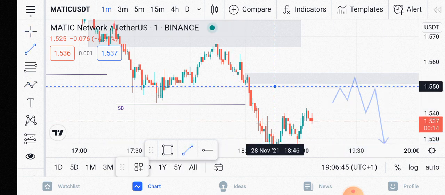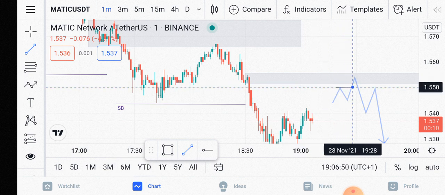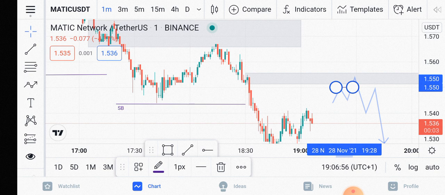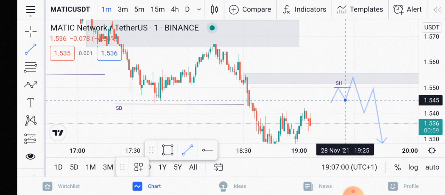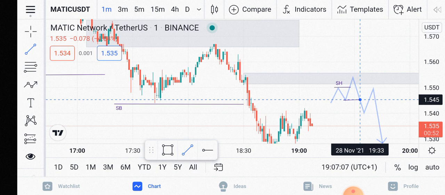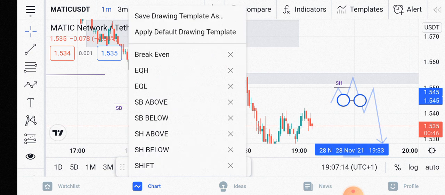This is exactly what I'm going to look for. So how is this? I will tell this movement as sweep, as stop loss hunt above. Then I will take this one as break of structure. Some people call it CHoCH, change of character, but this is what I've been familiar with, so I will take it this way. Stop loss hunt below, structure break below.